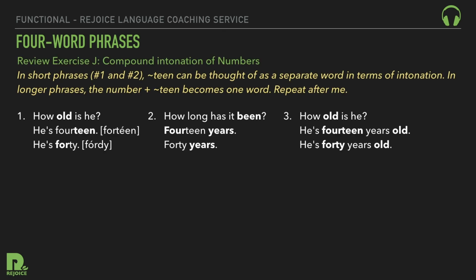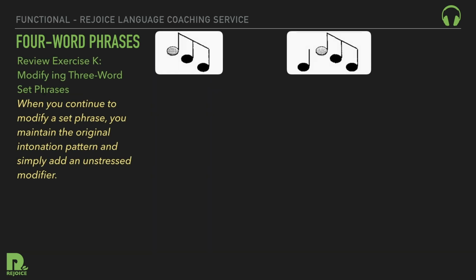Exercise J. Compound intonation of numbers. In short phrases, teen can be thought of as a separate word in terms of intonation. In longer phrases, the number plus teen becomes one word. Repeat after me. 1. How old is he? He's 14. He's 40. 2. How long has it been? 14 years. 40 years. 3. How old is he? He's 14 years old. He's 40 years old.